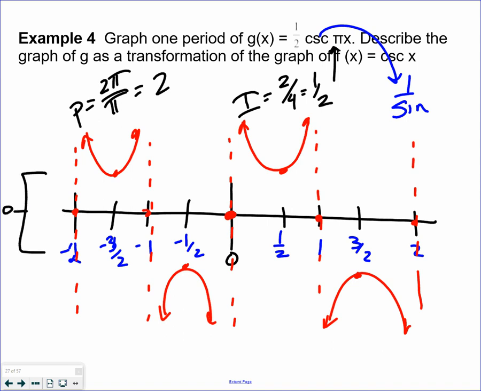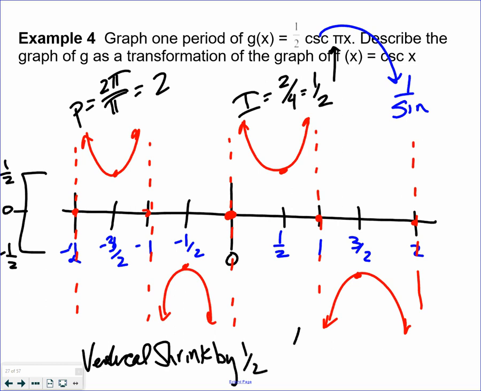Midline is at 0, and it will be on all of your lesson for today because there's nothing being added or subtracted. And the amplitude, or how high and how low the dots are located, is up and down a half. So describing this transformation, we got a vertical shrink by a half. And then we got a horizontal shrink by pi.